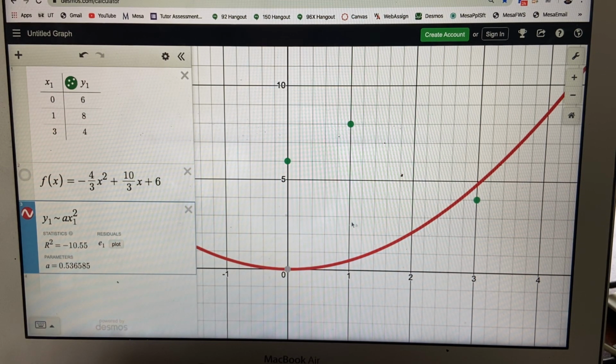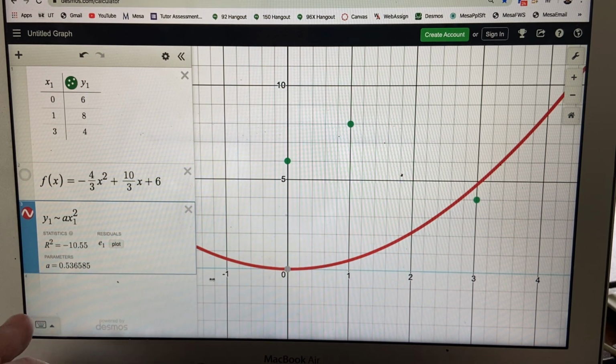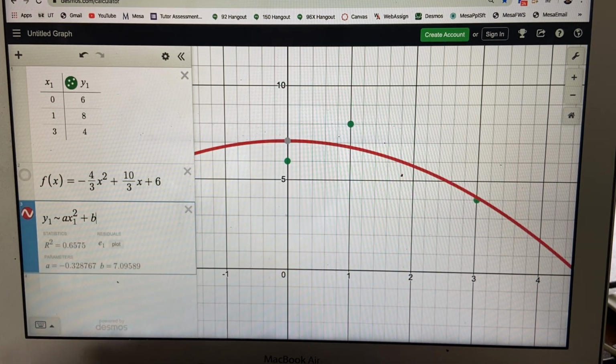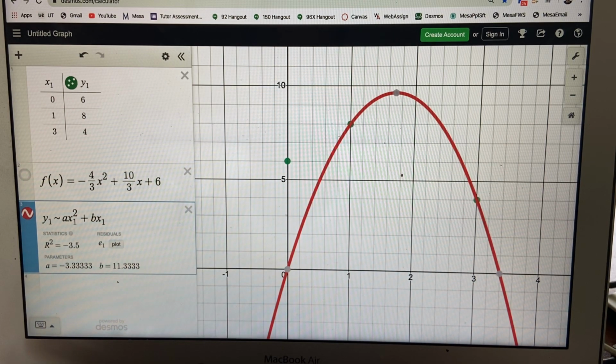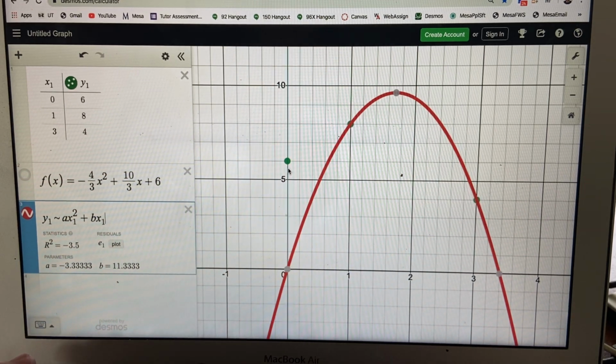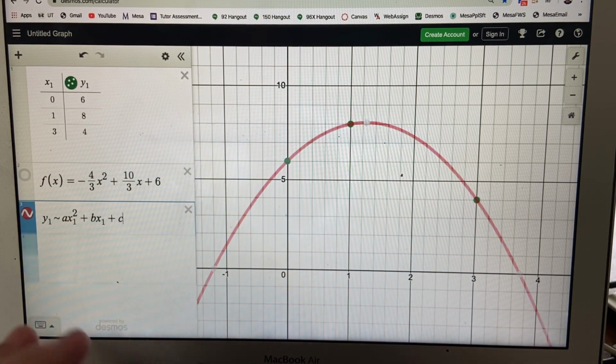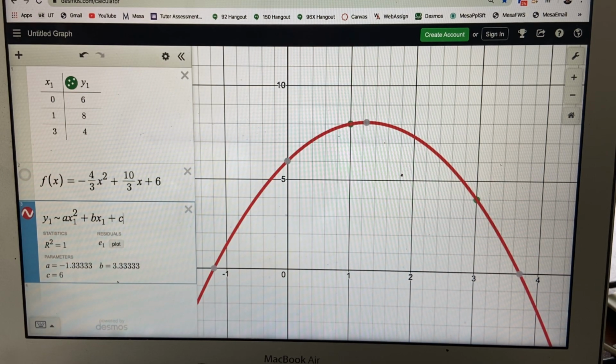So it's not doing a very good job, right? This red line is not going through any of the points. So I'm going to add more terms. So b x1. So it looks like it's going through 2 of the points now, but this one is left out. So what I'll do is say add a constant c. And then as soon as I do that, that function is found.